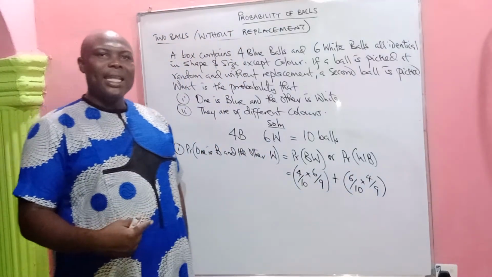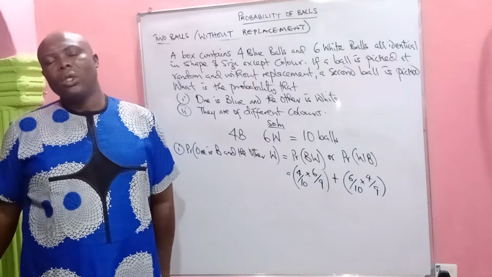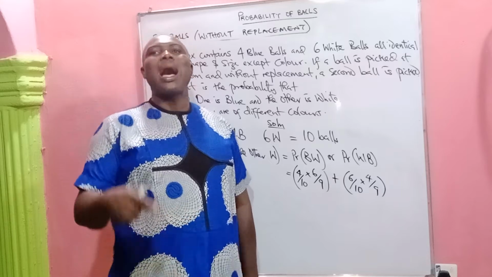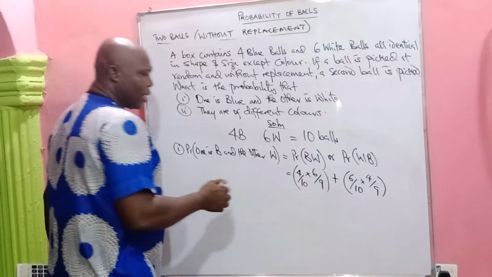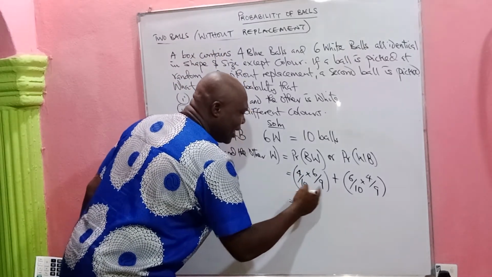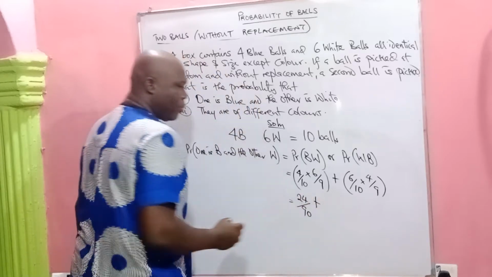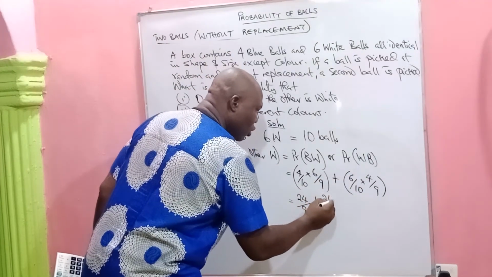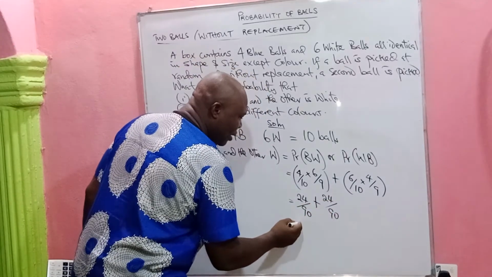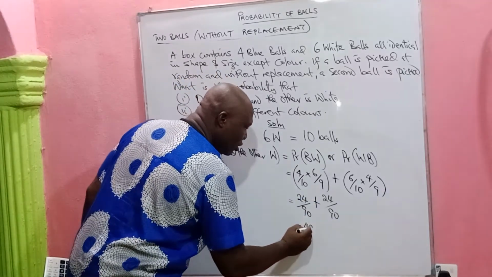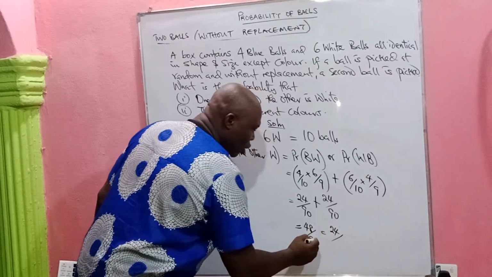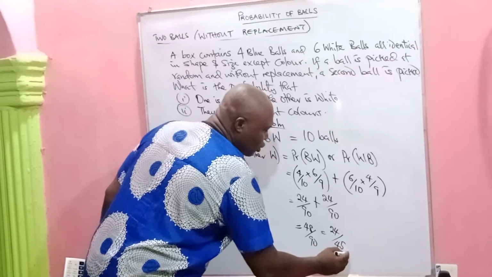So each time you're picking the second ball, you don't replace, you keep it out. So the total number of balls is affected, and that particular color you picked without replacement is also affected by the number of balls in the bag. So we are going to have 4 times 6, that's 24, all over 10 times 9, which is 90, or plus 6 times 4, 24 all over the total 10 times 9, which is 90. So 24 plus 24 will give us 48 all over 90. So we reduce it to the lowest term. 2 here, 24. 2 here, 45. And I'm sure nothing will divide that again.